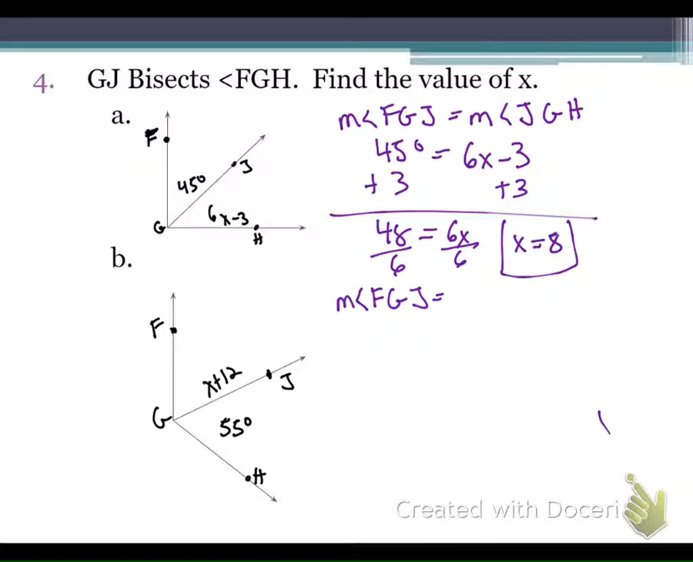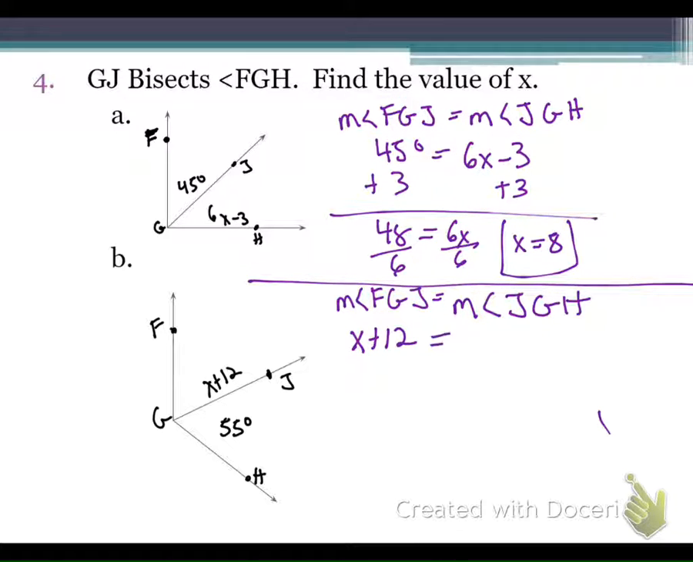Okay, our next one has the same labels as our last one. And since it's also being bisected, we know that FGJ has to equal JGH because it's being bisected. I'm going to draw a line here so we can keep the problem separated. What is the measure of angle FGJ? X plus 12. What is the measure of angle JGH? 55. How do I get x by itself? Subtract 12. And we're left with x equals 43 degrees.